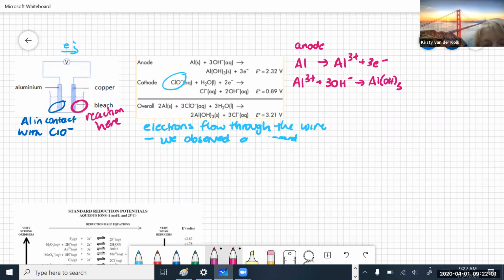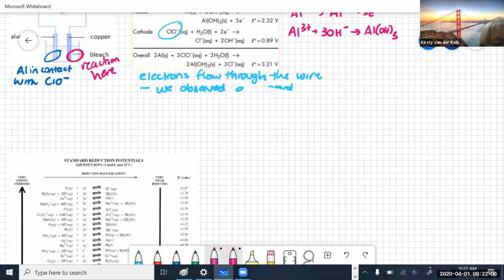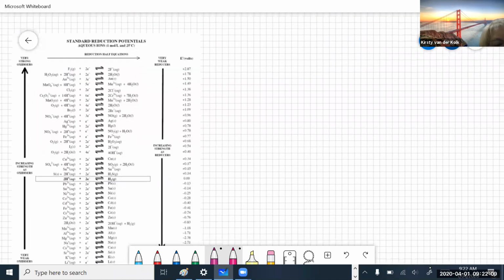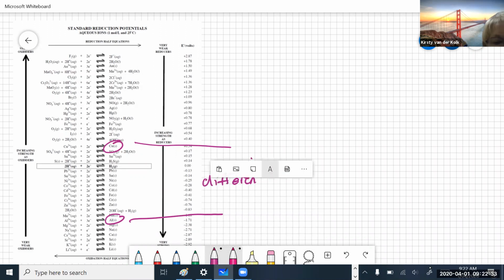So let's talk now about electrical potential. If we have a look at our standard reduction potentials, where the metal sits, so we've got our copper here, and we've got our aluminium here, and they are at different places on the reduction potential table. There is a difference in electrical potential.